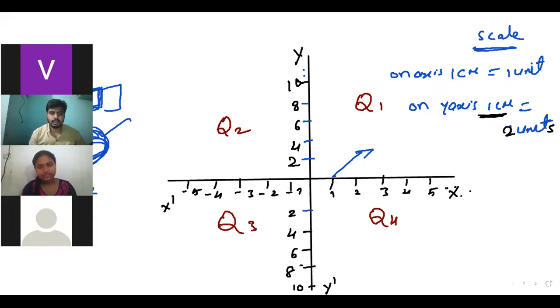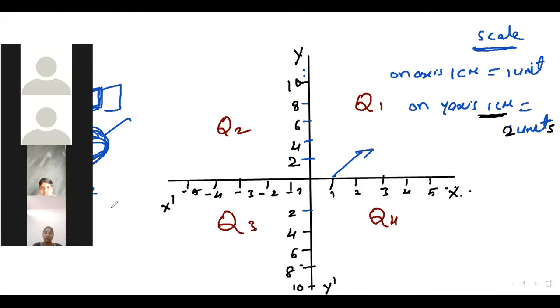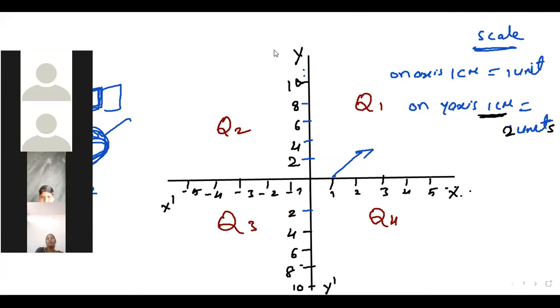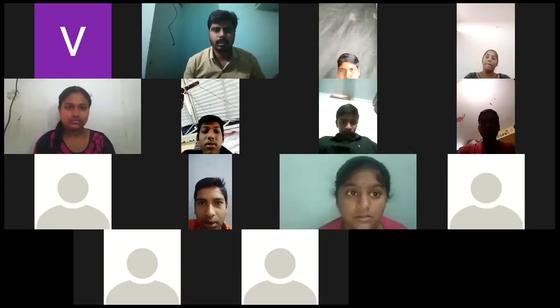Right. So next, Sahasra. Sir. Yeah, okay. How many quadrants did we make in that coordinate axis? How many? 4, sir. 4 in the coordinate plane. Okay. Did you understand? Yes, sir. Yeah, okay. Right. This is enough for today.